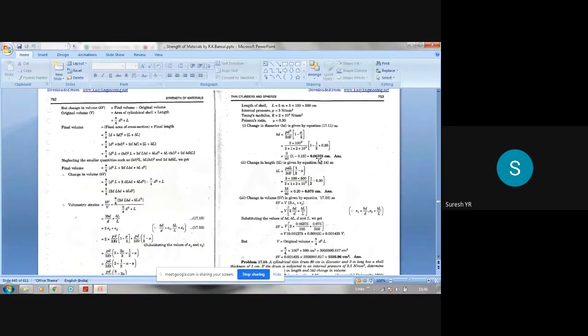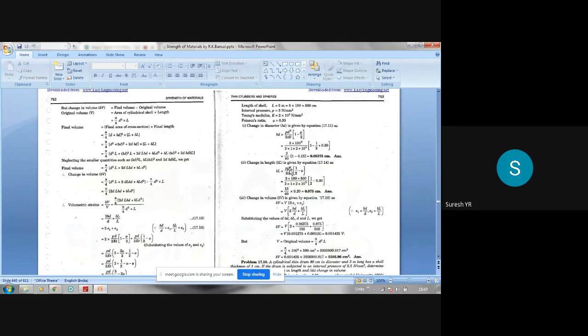The answer will be 0.6375 mm. Here you are getting 0.06376 centimeter, so if you substitute in millimeters, you will get 0.6376. One digit will shift like this. You can just try that using a calculator. Similarly, change in length is given by this formula. Once again, try to substitute in millimeters.